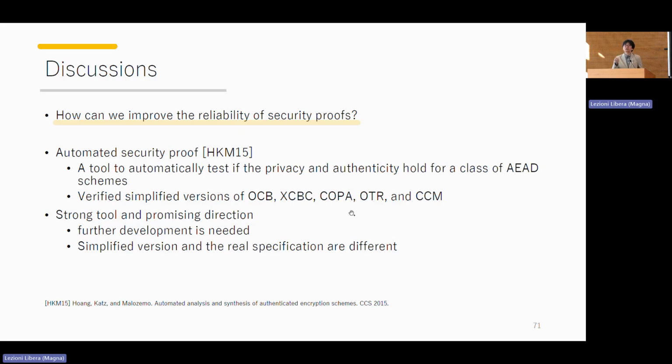But there was an attack on OCB2. So the proof is about the simplified version or abstracted version. A tweakable block cipher is used. And the error in OCB was in the abstraction. So there are differences between the simplified version and the real specification. And I think the gap has to be filled.